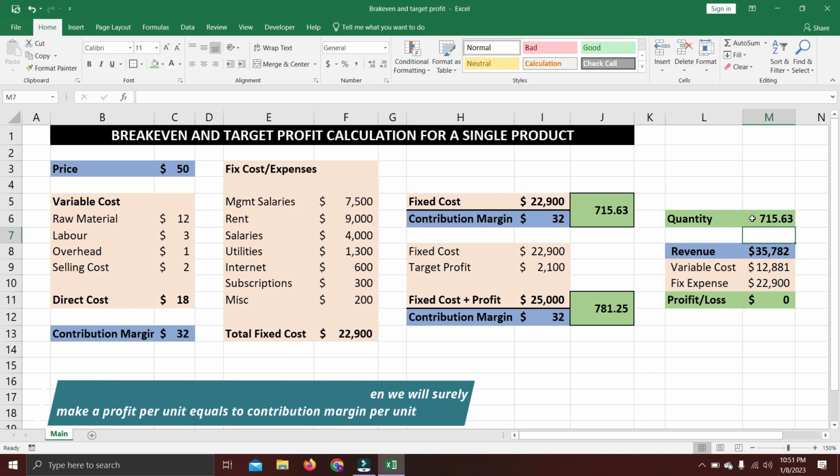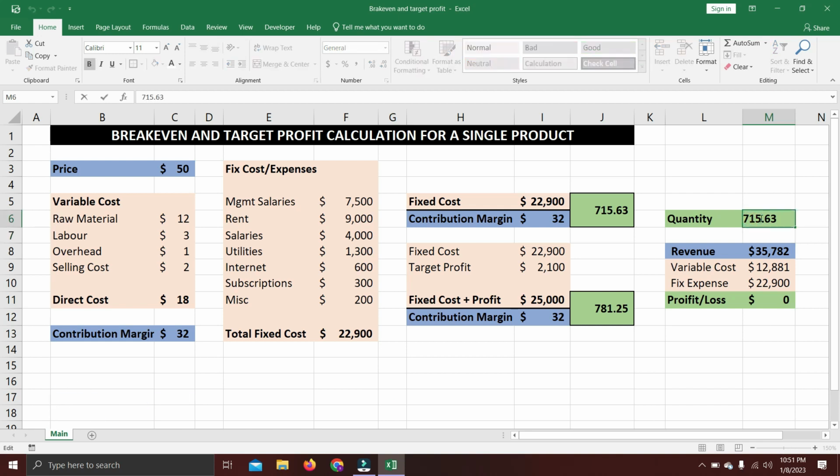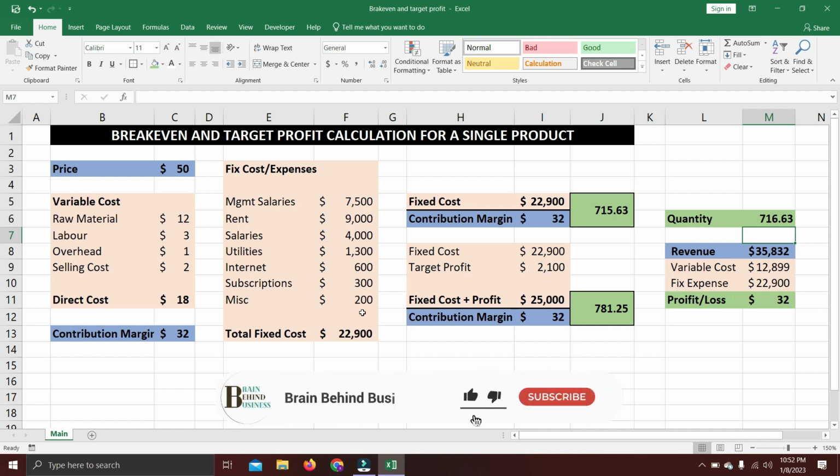Let me show you this as well. So if I change this quantity to 716.63, which will be one more than our break-even point, it will show you a profit of $32. Here you go. Which means with each unit you will be making $32 after that break-even point, because you have already covered your fixed cost, and for each next unit you will be making $32, because all those units will be sold for $50, and each unit will incur a cost of $18. So you will always save $32. I hope this break-even point is clear now.